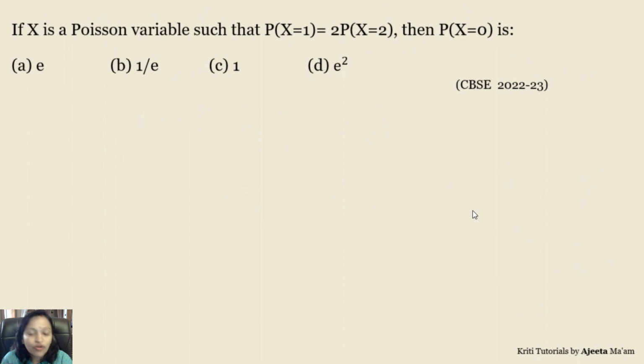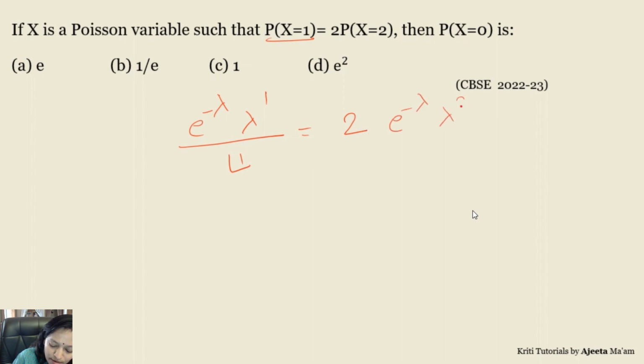Correct? Now, if x is a Poisson variable such that P of x equal to 1 is equal to P of x equal to 2, then find P of x equal to 0. This was asked in 2022-23. So now the formula for P of x equal to 1 is e raised to minus lambda, lambda raised to 1 upon factorial 1, which is equal to 2 times e raised to minus lambda, lambda square upon 2 factorial.